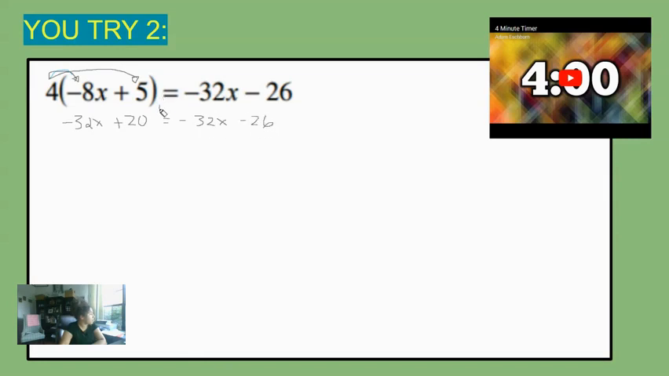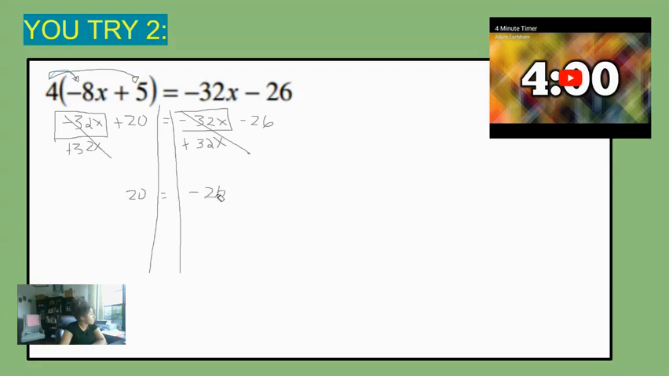And I noticed something right away. So I'm going to draw my railroad tracks. I'm going to box my variables. And I notice that my variables are the same. So if I add 32x to both sides, I'm going to have 20 equals negative 26. And that's not true. So this is going to be no real solution.